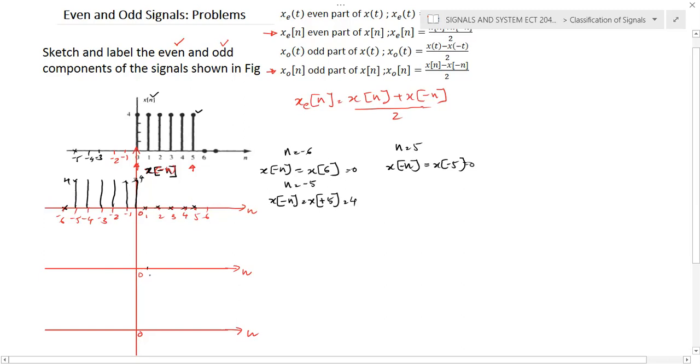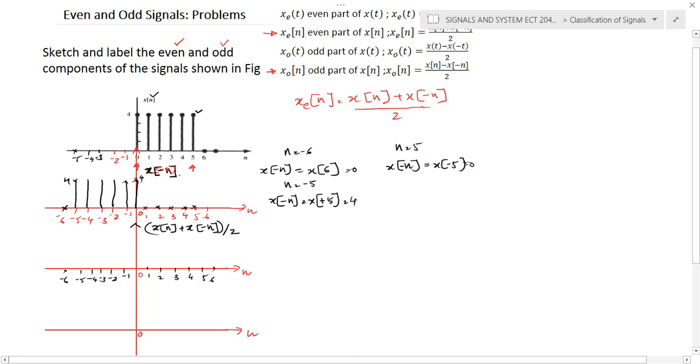So this is 0, this is 1, 2, 3, 4, 5, and 6. Here the index values are minus 1, minus 2, minus 3, minus 4, minus 5, and minus 6. Okay. Now we can add these two signals. That is, we need to find x of n plus x of minus n, the whole divided by 2.